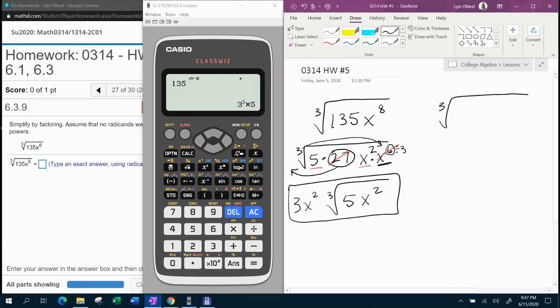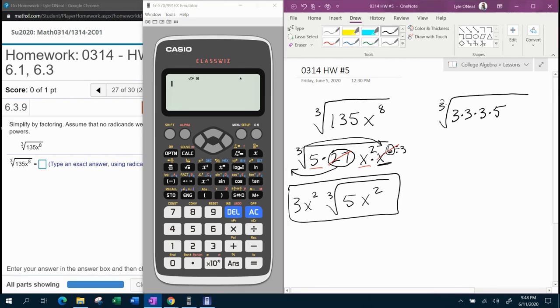So what does that mean? That means 3 times 3 times 3 times 5 makes 135. Okay? And we can check that real quick. 3 times 3 times 3 times 5 does indeed make 135. That is the prime factorization of 135.